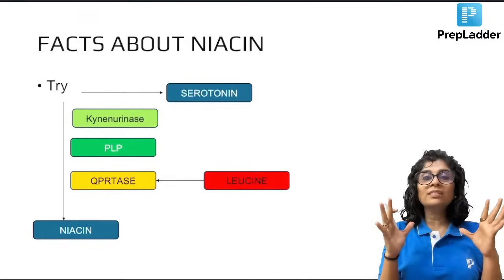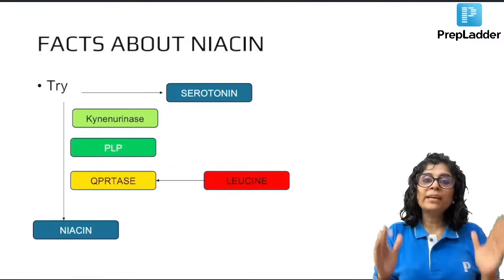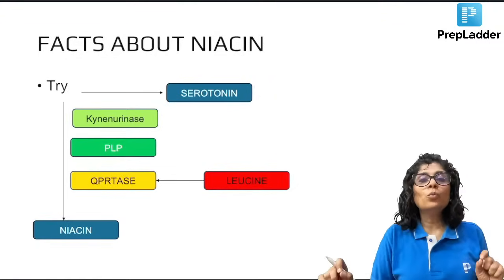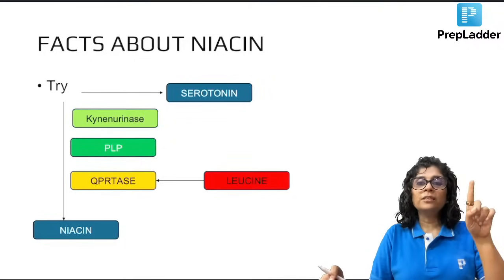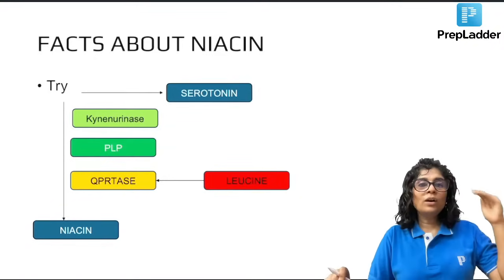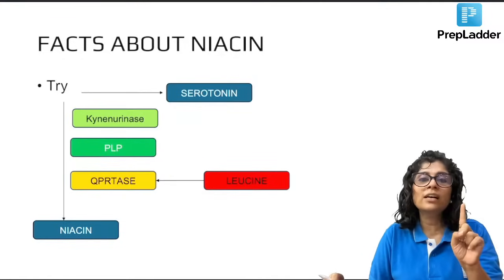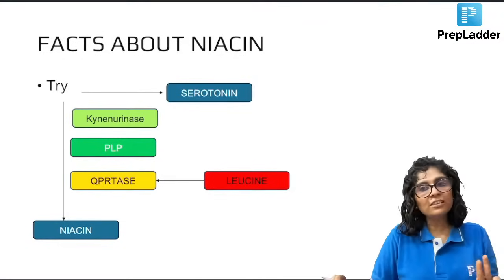So all of you look at this slide. This slide has many important clinical facts because based on this, you're going to tell me the causes of pellagra. Okay. So what are the facts that I told you? Niacin is synthesized from tryptophan, but tryptophan is also necessary for synthesizing serotonin. To convert tryptophan to niacin, we need two enzymes. One is kynurenase, the other one is quinolinate phosphoribosyl transferase.